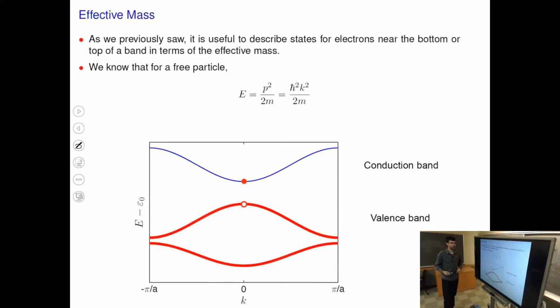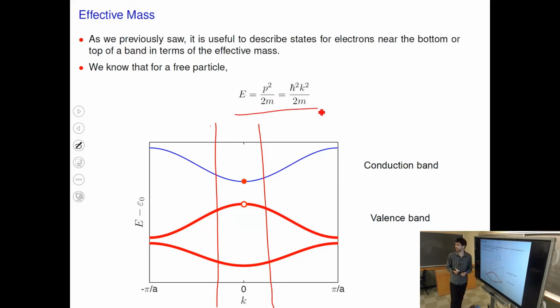Okay, so let's think about these particles as particles. And this is a recap from before. We already saw that when we have a parabolic dispersion relation, which is the case sort of around here in the center of the band structure, then we can think about them as free particles with maybe just a modified mass, effective mass rather than real mass. So for a free particle, you have this dispersion relation where m would be the real mass of a particle, like the electron mass.